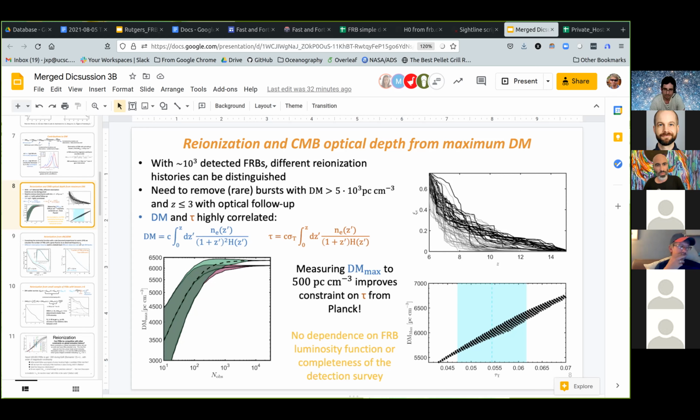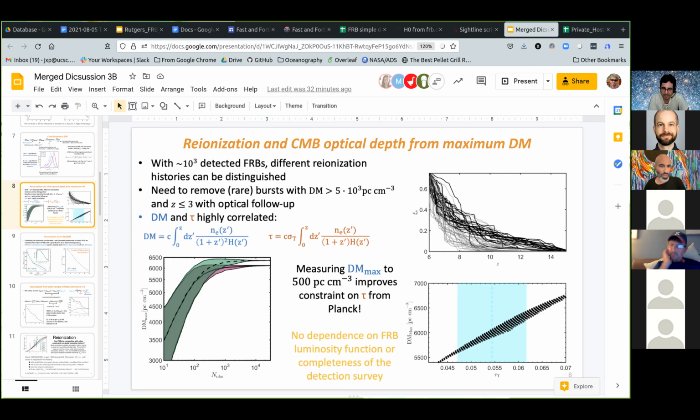But two questions for me. One, one of the previous slides showed that the differences between the histories was a couple hundred parsec per centimeter cubed, not a thousand. And secondly, if you also have to worry about variance in the foreground structures, it would seem you could easily tip over that level of sensitivity.